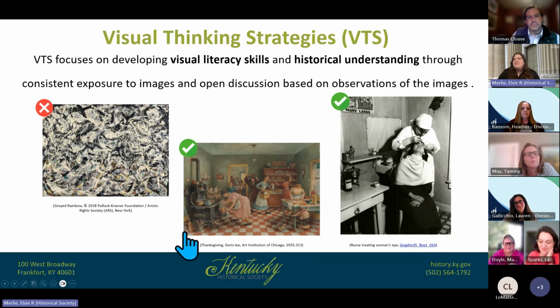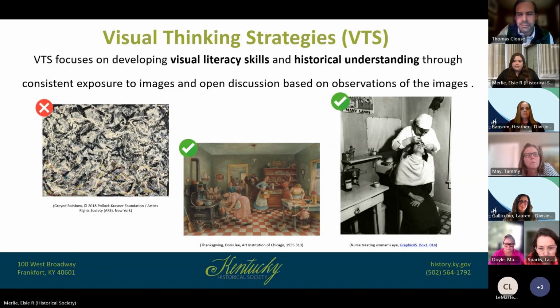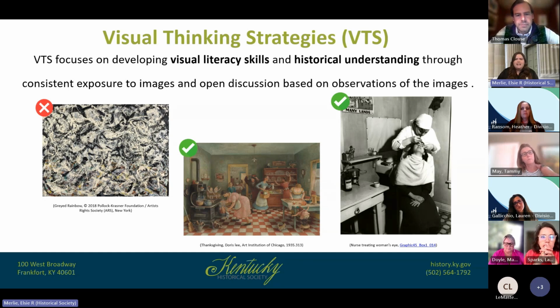Here in the middle, we have Thanksgiving by Doris Lee. This is going to be a great image for VTS because you're able to pull out so many different things that are happening in this photo. And it's a lot of things that your students are going to be familiar with. They've seen their parent or guardian cooking before.